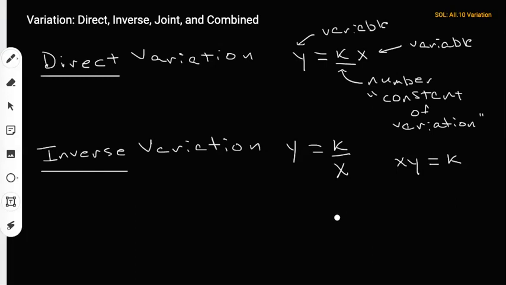So that's another way to think about it. If you multiply both sides by x, that is what you would get. X times y equals k.